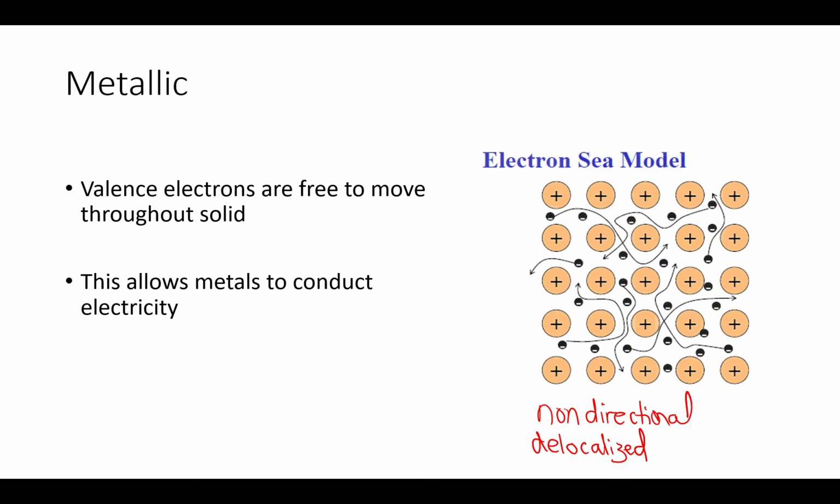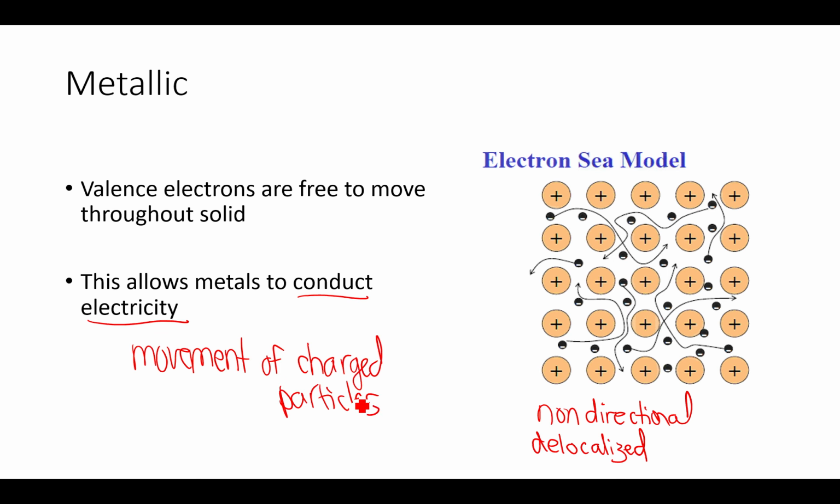And this is what is unique about metals that allows it to conduct electricity. Because in order to conduct electricity, you need to have a movement of charged particles. And in this case, the charged particles are electrons. So the electrons can flow freely throughout your sample. So electricity can also flow freely.